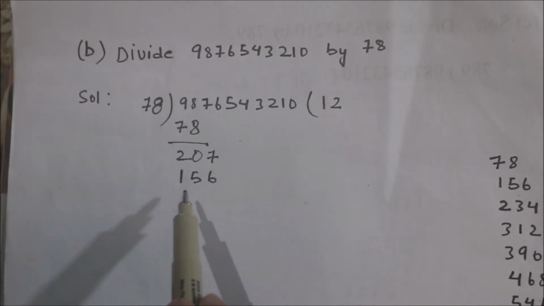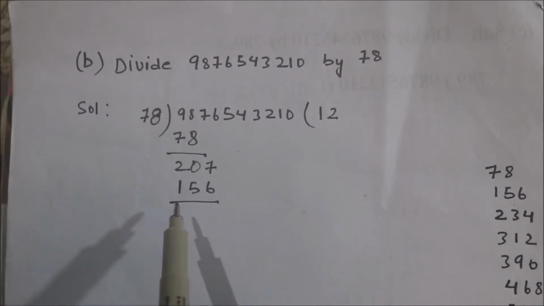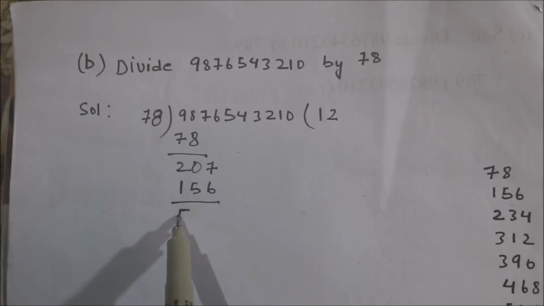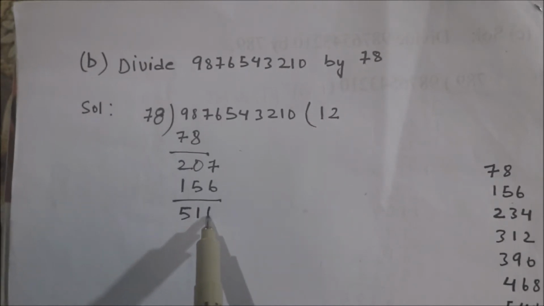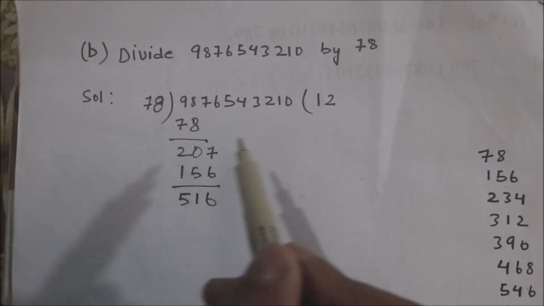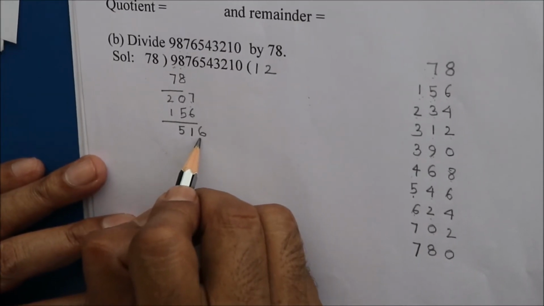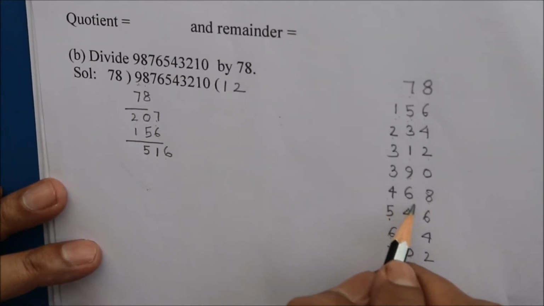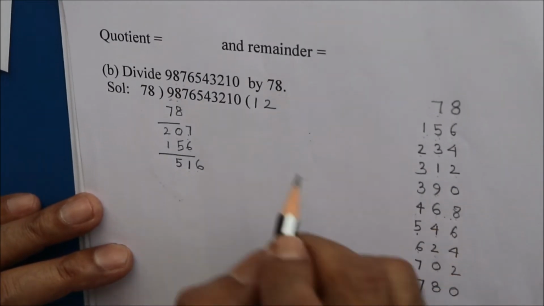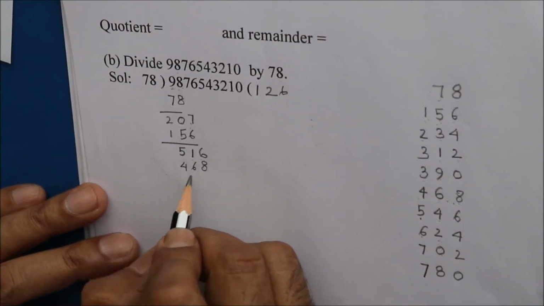7 minus 6, 1. Borrow 1 from 2. 0 becomes 10. 10 minus 5, 5. 2 minus 1, 1. 1 minus 1, 0. Bring down the next digit, 6. The nearest multiple less than 516 is 468, which is the sixth multiple. Write 6 here, write 468 here.